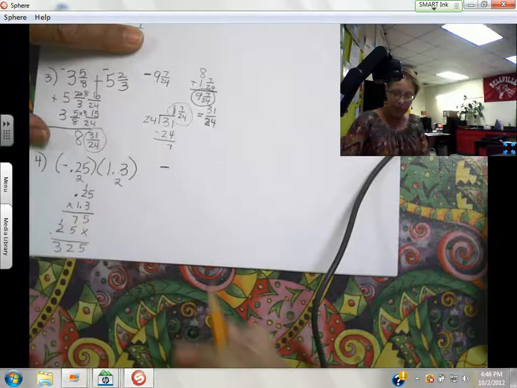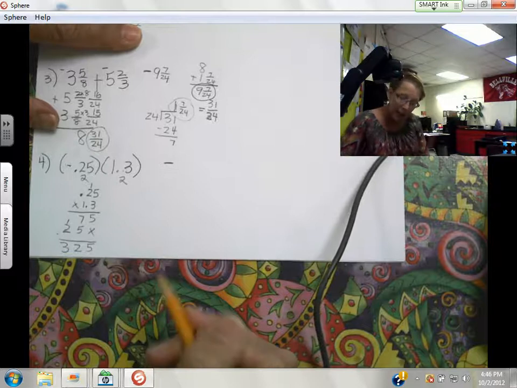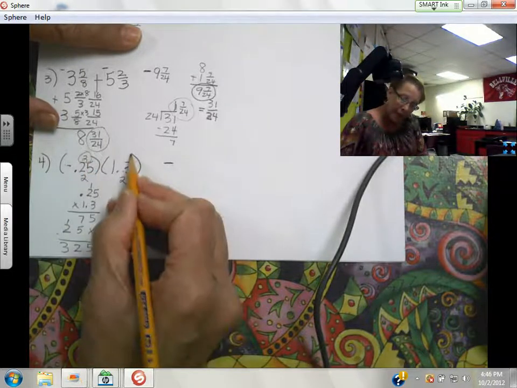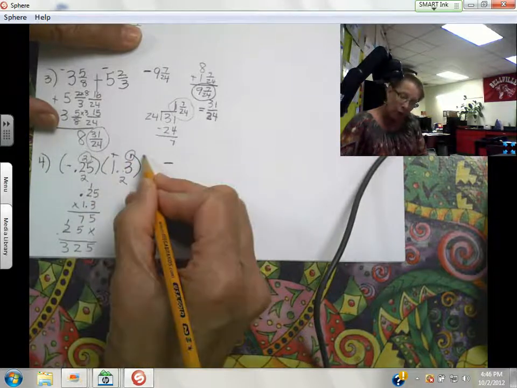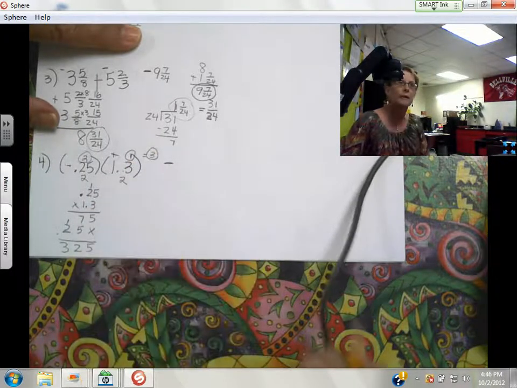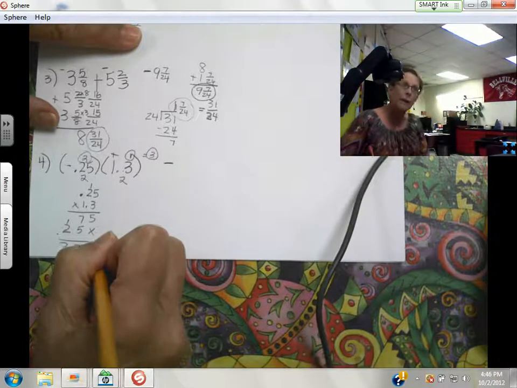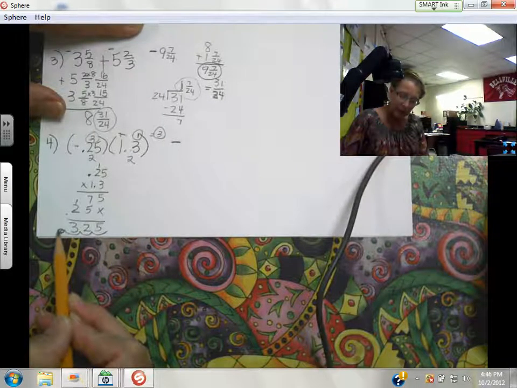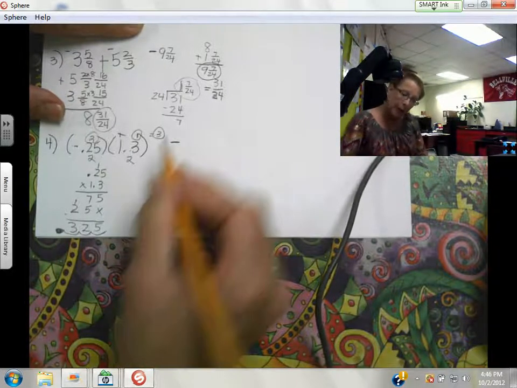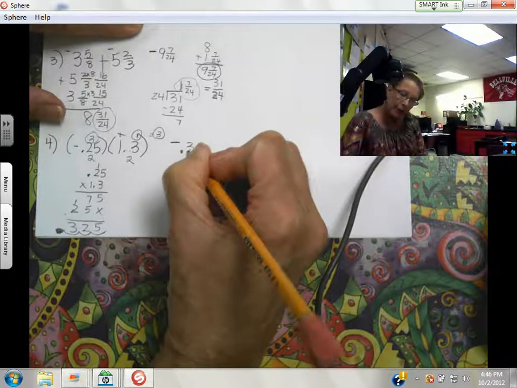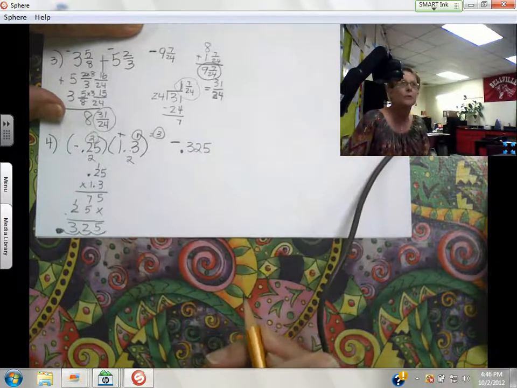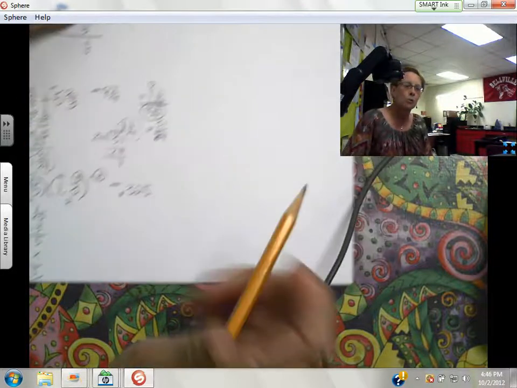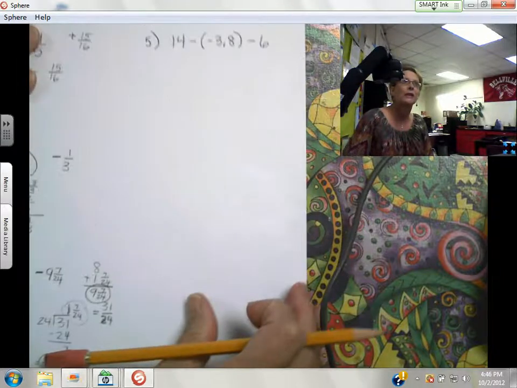So that is my answer, but I've got 2 places to the right of the decimal point here. I've got 1 place to the right of the decimal point here for a total of 3 places to the right of the decimal point. So I have to start at the back of my answer, and I have to go 1, 2, 3. My decimal point's going to go here, and I wrote my negative sign there earlier, so my answer is negative 325 thousandths. Pause as you need to copy these problems down because you're going to get some later.